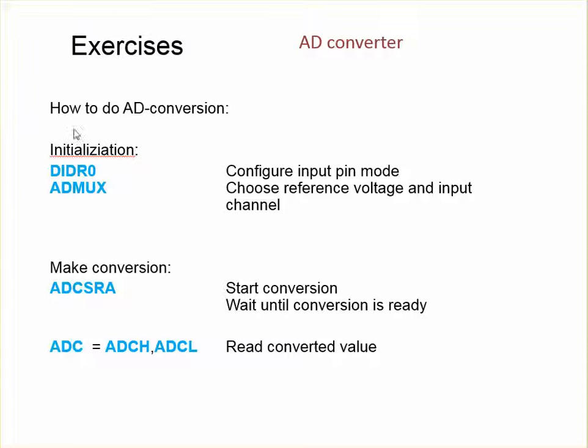And when the initialization is done, then we could start the conversion. The conversion is started with the bits of this ADCSR register. When the conversion is done, we read the values from this ADC register. And in the ADCSR register, there is one bit that tells us when the conversion is done, if we are not using the interrupt services.